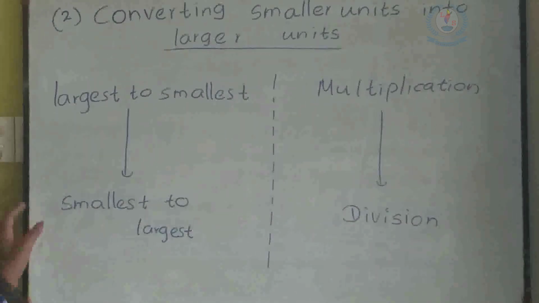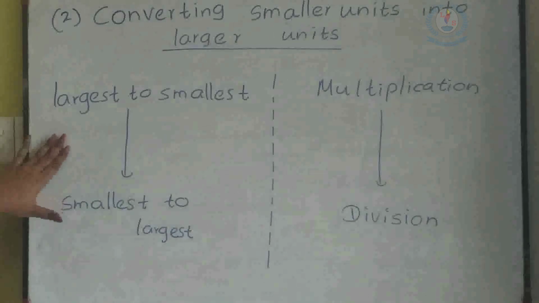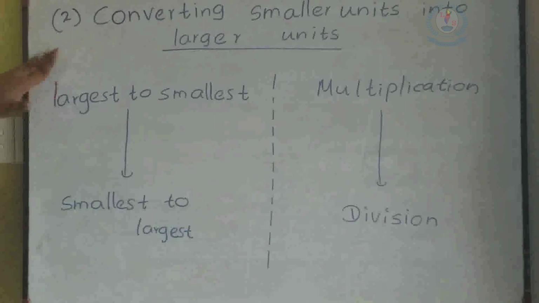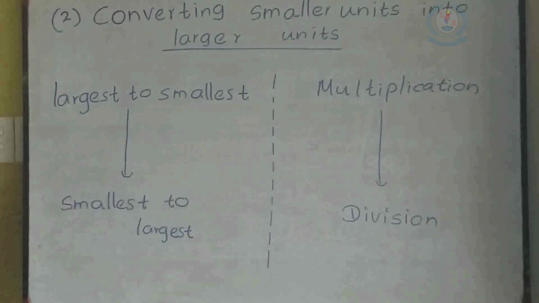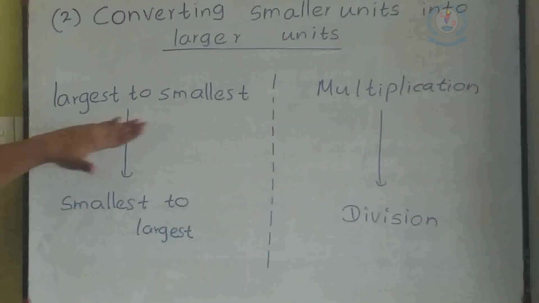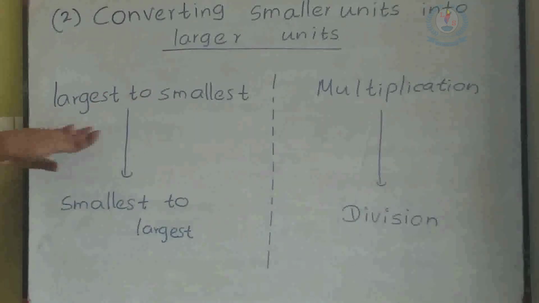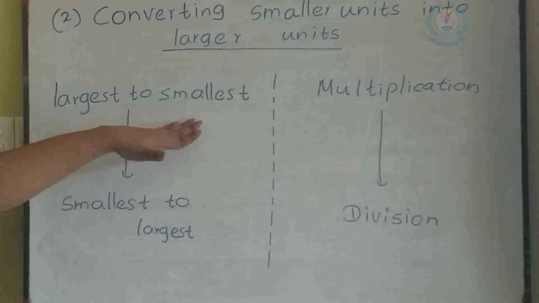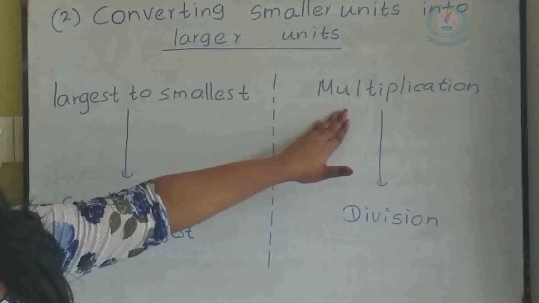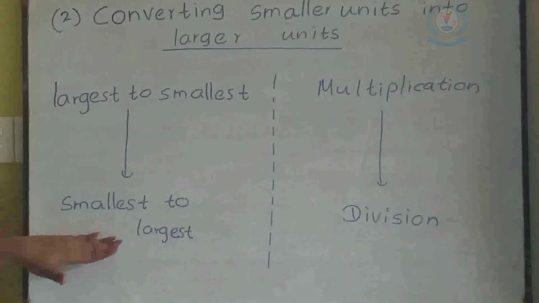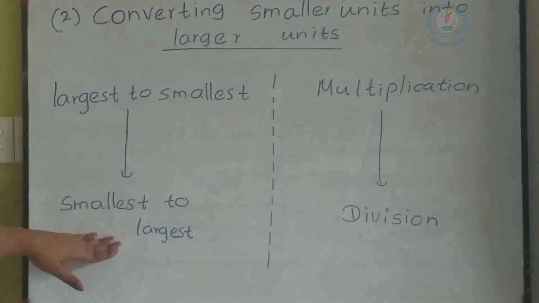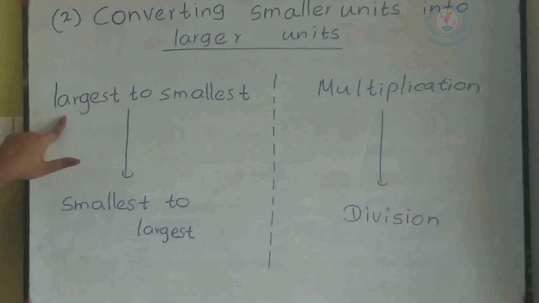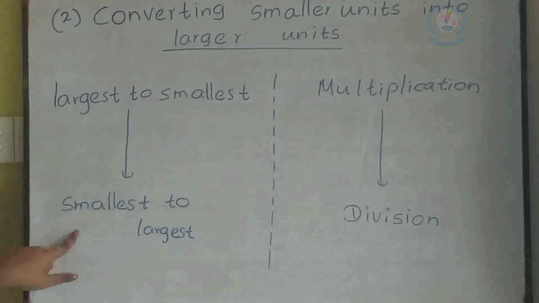Okay children, now I am moving to our new subtopic, that is the second subtopic, converting smaller units into larger units. Our first subtopic was largest to smallest, larger unit into smaller unit. When we were converting a larger unit into a smaller unit, we did multiplication. Here we have smallest to largest, that means converting smaller units into larger units.